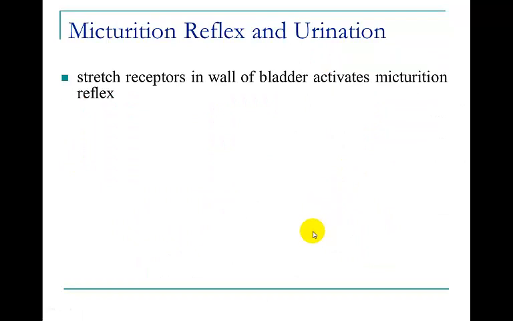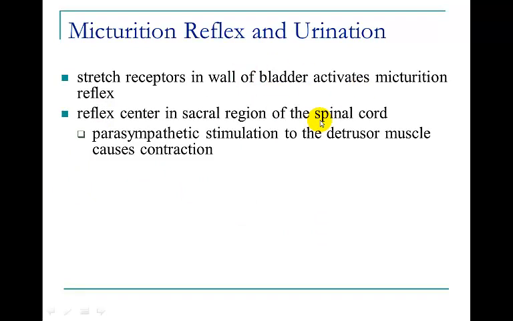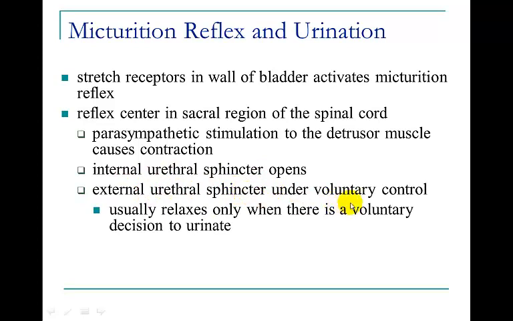We have a micturition reflex. It's a reflex that will cause the contraction of the bladder. When the bladder wall is stretched, this reflex is going to be initiated. It goes to the sacral region of the spinal cord. That's where this reflex is coordinated. It's a parasympathetic response, and the detrusor muscle is going to contract as a result of the stretching of the bladder. That causes the internal urethral sphincter to open, but the external urethral sphincter will stay closed because that's under voluntary control. You usually have to relax that sphincter in order to be able to urinate. It's a conscious decision.